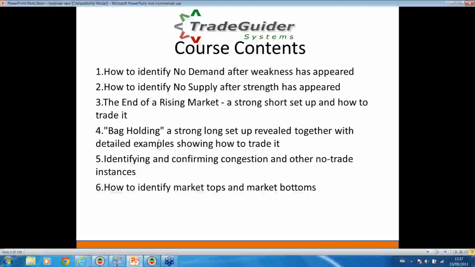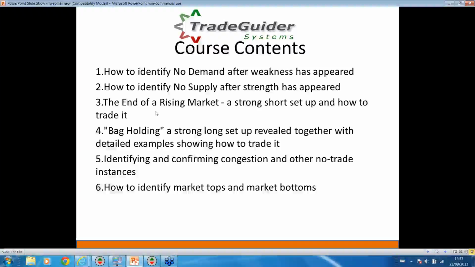Now, with the end of a rising market and bag holding, both of these signals will appear on ultra high volume. Ultra high volume. And the spread of the bar, as we're going to see, will be narrow. That's the key to it.